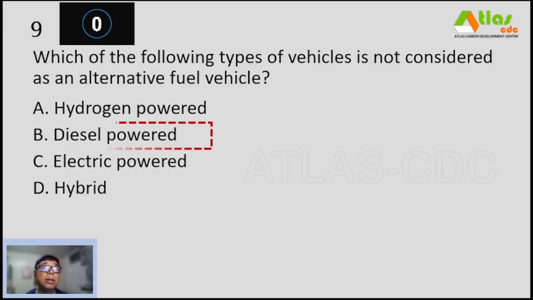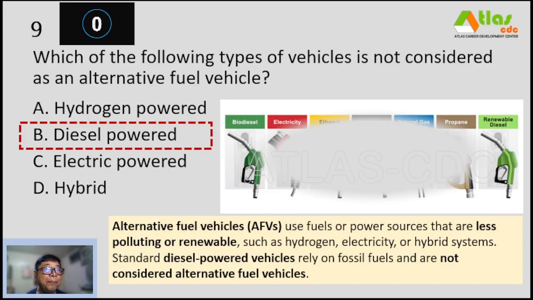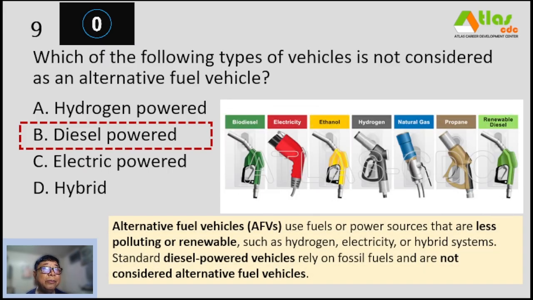And our correct answer is letter B, diesel-powered. So alternative fuel vehicles, AFVs, use fuels or power resources that are less polluting or renewable, such as hydrogen, electricity, or hybrid systems. Standard diesel-powered vehicles rely on fossil fuels and are not considered alternative fuel vehicles.